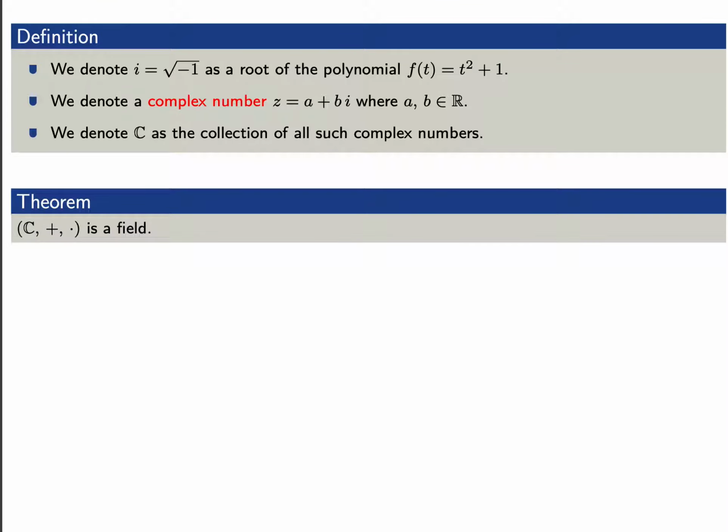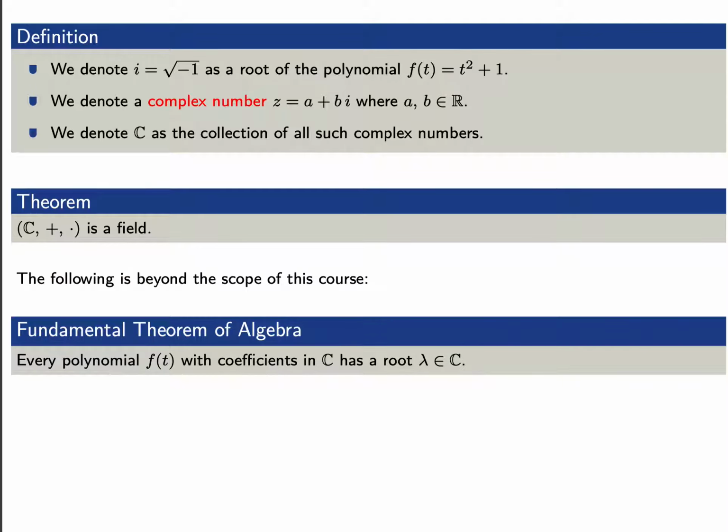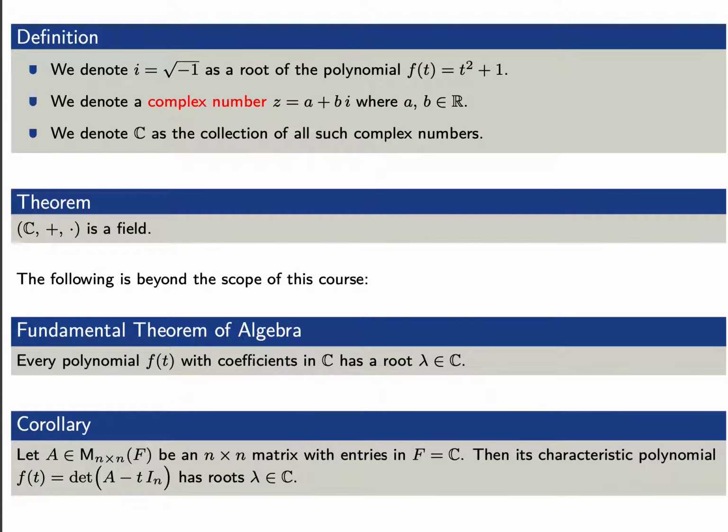We found before that the set of complex numbers under addition and multiplication forms a field. We also found the fundamental theorem of algebra, which states that every polynomial f of t with coefficients that are complex numbers has a root in the complex numbers. In particular, if A is an n by n matrix with coefficients in the complex numbers, then its characteristic polynomial also has roots in the complex numbers.